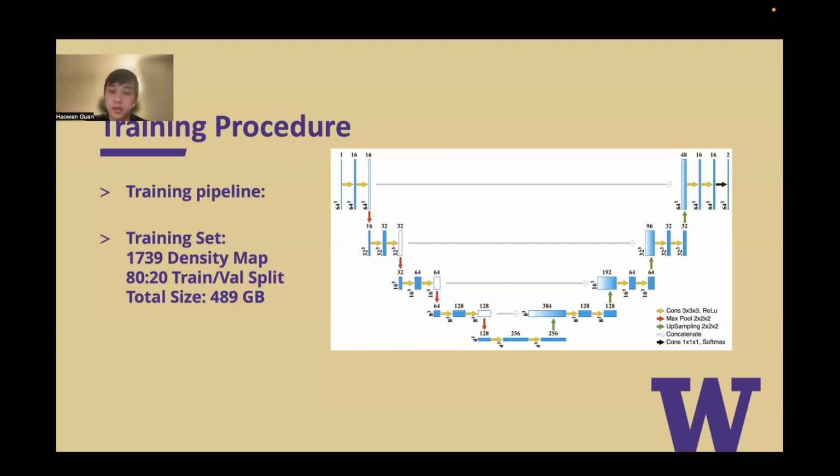Here is the detailed architecture of our network. It is a modified version of UNet, which is a very popular one among the biological community. The original UNet is a 2-dimensional convolutional network. To use it on 3-dimensional data, we converted it to a 3D UNet, as shown here.